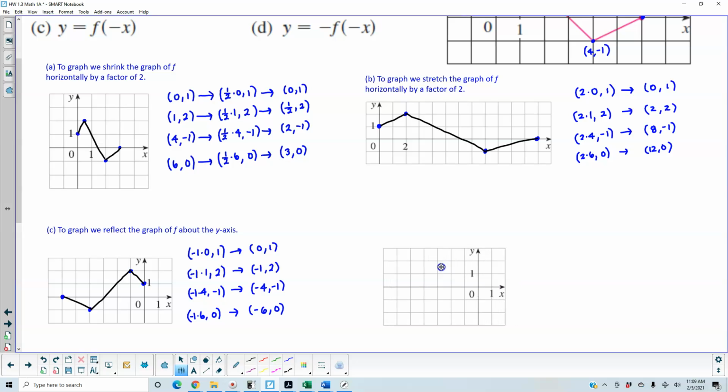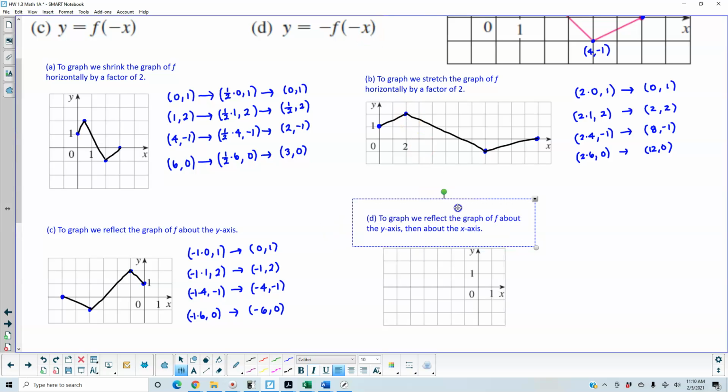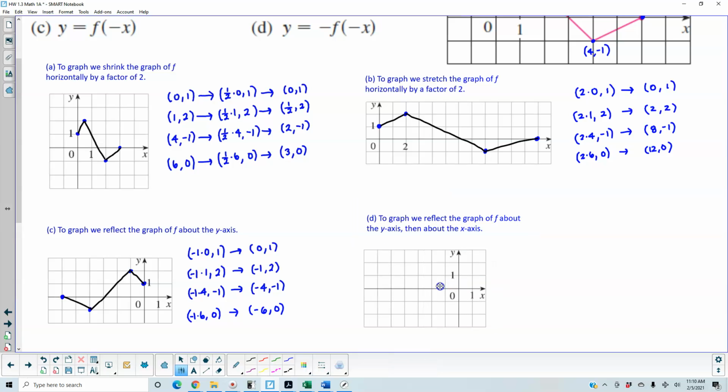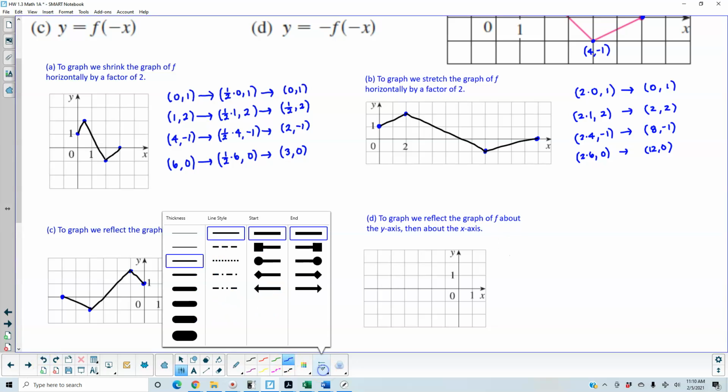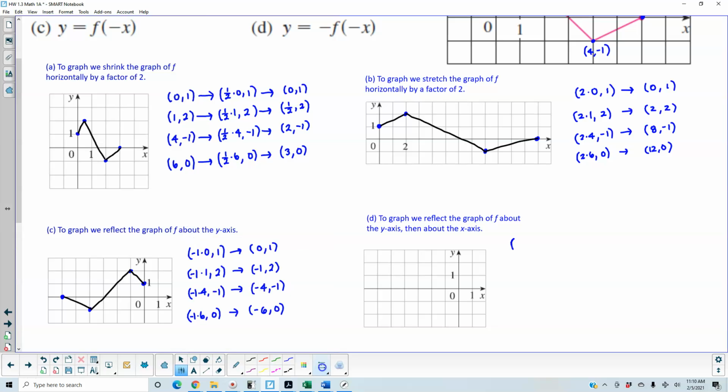Okay, now in part D, it's saying that we need to take a negative and multiply it by the function and also the negative times x. So that tells us that in order to graph, we're going to reflect the graph of f about the y-axis, and then about the x-axis. So that means we're taking -1 and multiplying it by both coordinates of the ordered pairs. So we take -1 and multiply it by 0, and take -1 and multiply it by 1. So we get (0, -1).